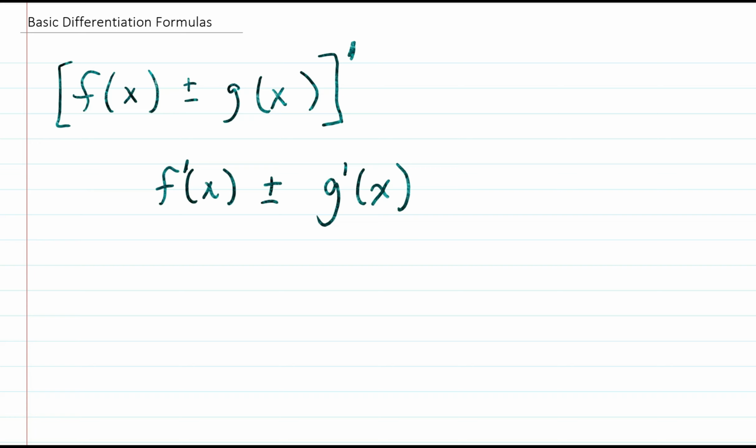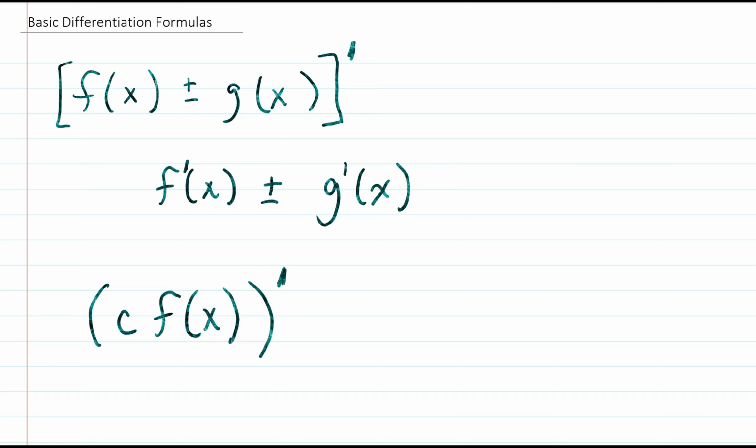In this next property, it'll look something like this. Let's say we have some constant that's being multiplied times our function, and we're told to go ahead and take the derivative. They'll say this constant times this function f of x, and then take the derivative, so that's c times f of x, prime.